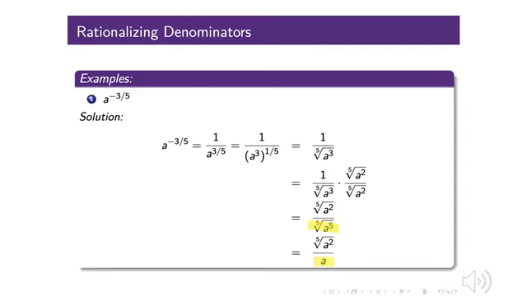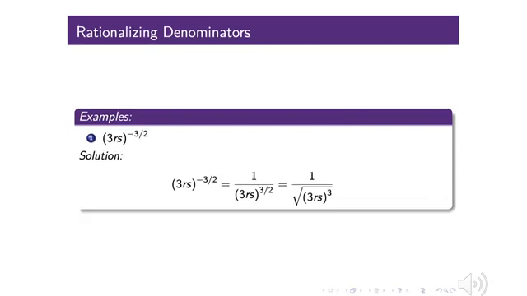After that, we use the definition of nth root of b raised to the power of n. So the expression in the denominator, the fifth root of a raised to the power of 5, is just equal to a. So the whole expression, a raised to the power of negative 3 over 5, is just equal to the fifth root of a squared over a.